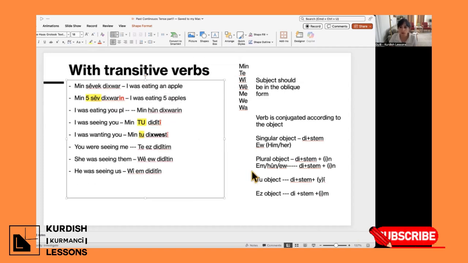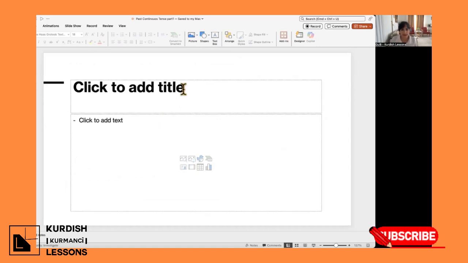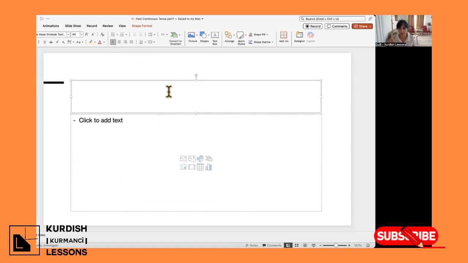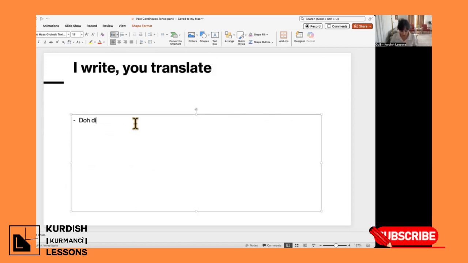So this is how you create the past continuous tense. So now I will write some sentences, and you will translate them by yourself. I write, you translate. I mean, I will write in Kurmanji, you will translate into English. Let's see if you understand the tense.